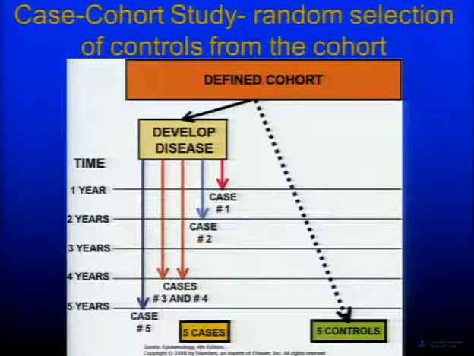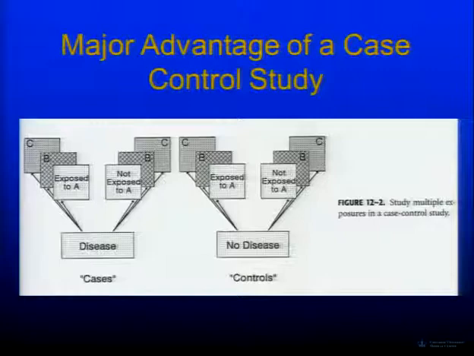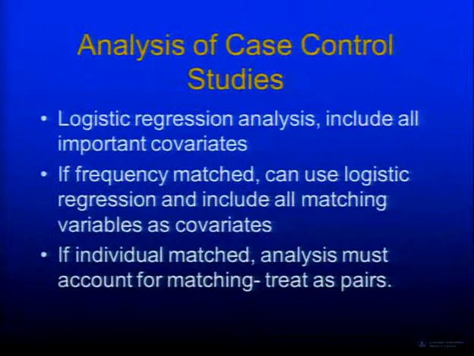This was the example. I mean, the reason why I put this here is this is how they did this. Okay, so in order to look at the analysis of a case control study, a lot of times you'll see that they've done logistic regression analysis, including important covariates. If it's frequency matched, you include all these matching variables as covariates.